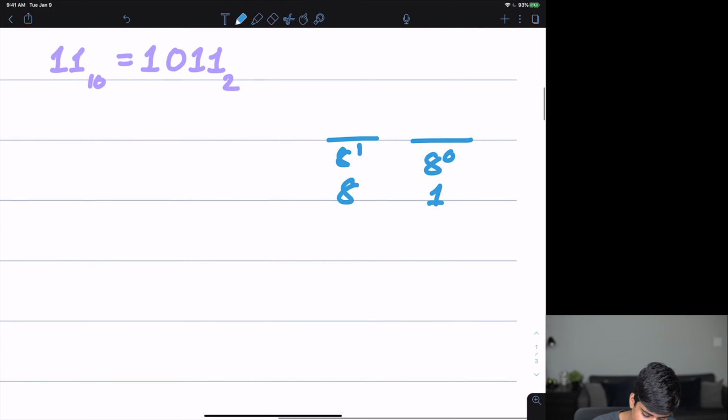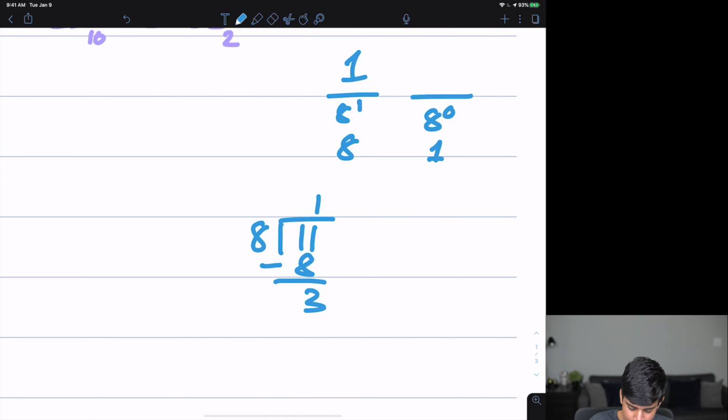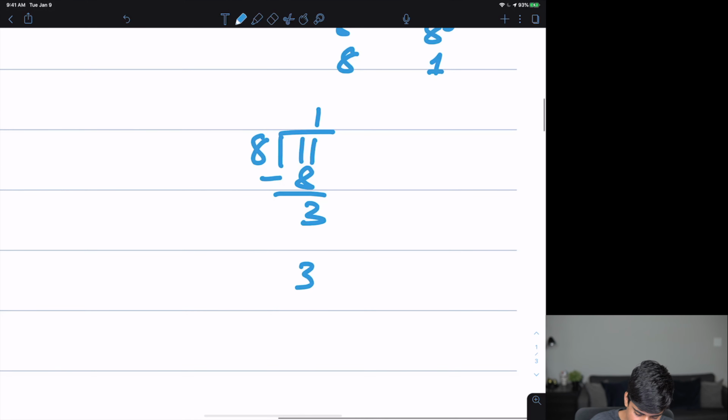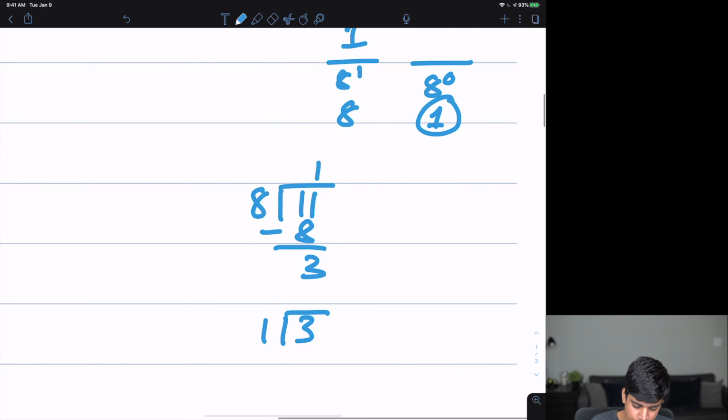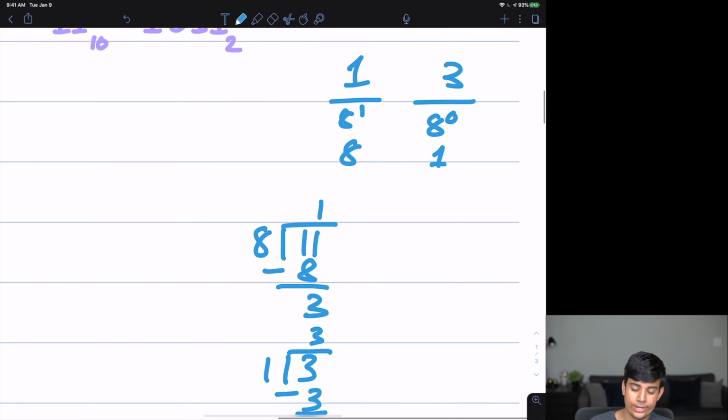And now I can look at 11 and say, okay, well, 11 divided by 8 is going to be 1. So this is a 1 right over here. And so 11 minus 8, I get a remainder of 3. And then 3 divided by 1, which is my next place, gives me 3. And then minus 3 equals 0. So I can put 3 over here.